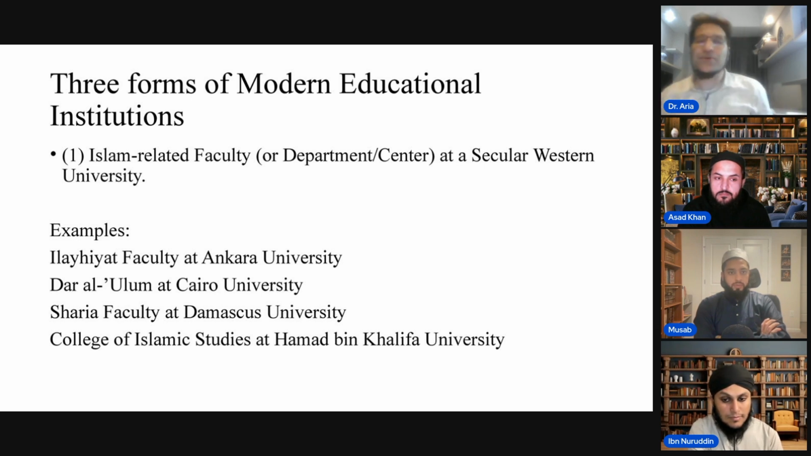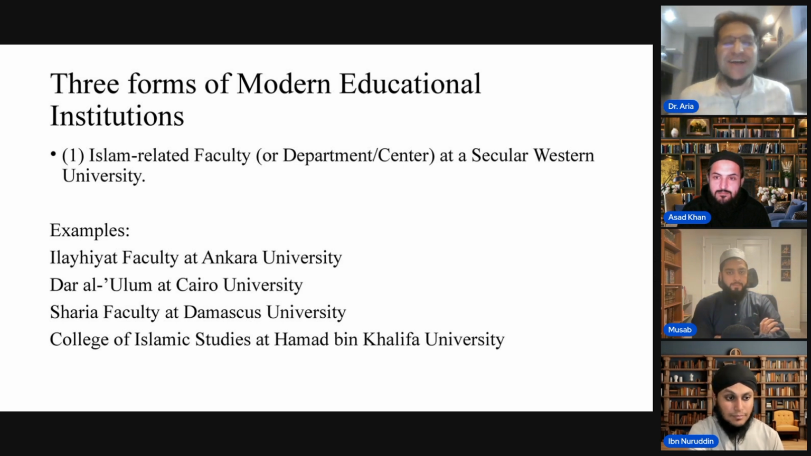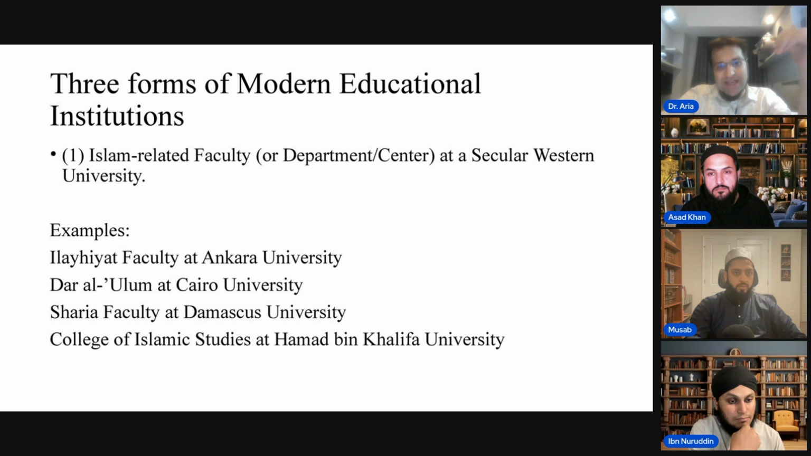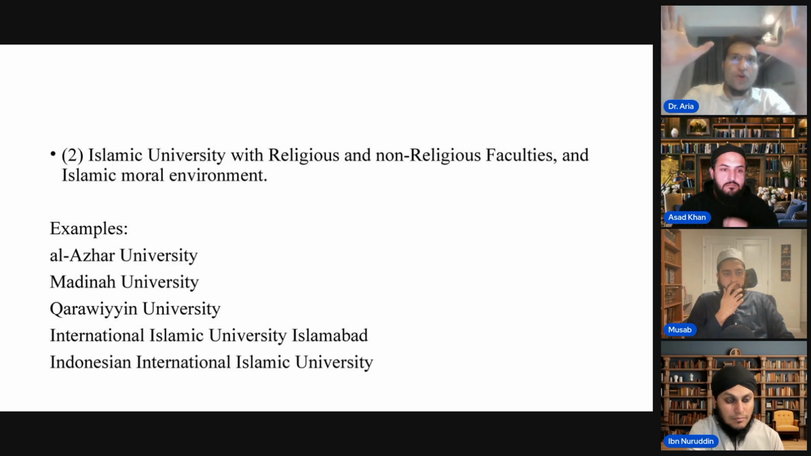A more recent example of a rising university, propelled by petrodollars and lots of investment, would be the College of Islamic Studies at Hamad bin Khalifa University. It's a good Islamic Studies faculty, but it's part of a larger secular university. So that's model number one. You have an Islam-related faculty at a secular, typical Western-style university. The second form that educational institutions take in the modern period is an Islamic university.